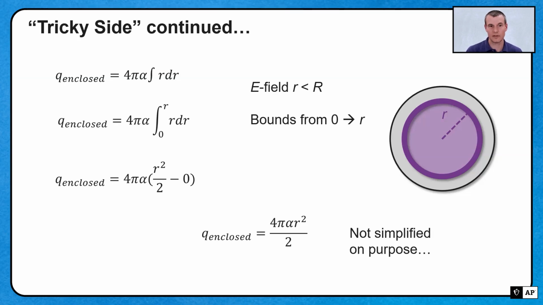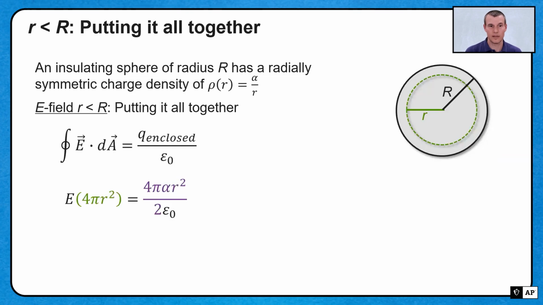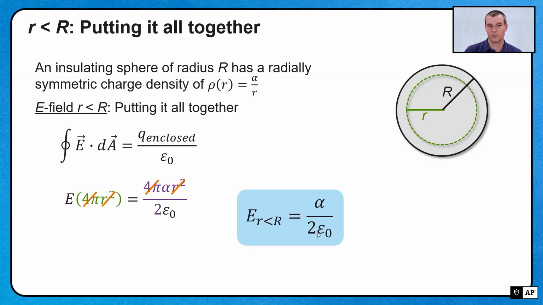So here we go, kind of clicking right along. We solved for the hard part using calculus. So when we put it all together, I have my left side being my 4 pi r squared, my right side with my 4 pi alpha over r squared over my 2 epsilon naught. And that's why I left it there to get my 4 and my r squareds out. So sure enough, for my electric field less than r, it's going to be my alpha over 2 epsilon naught.